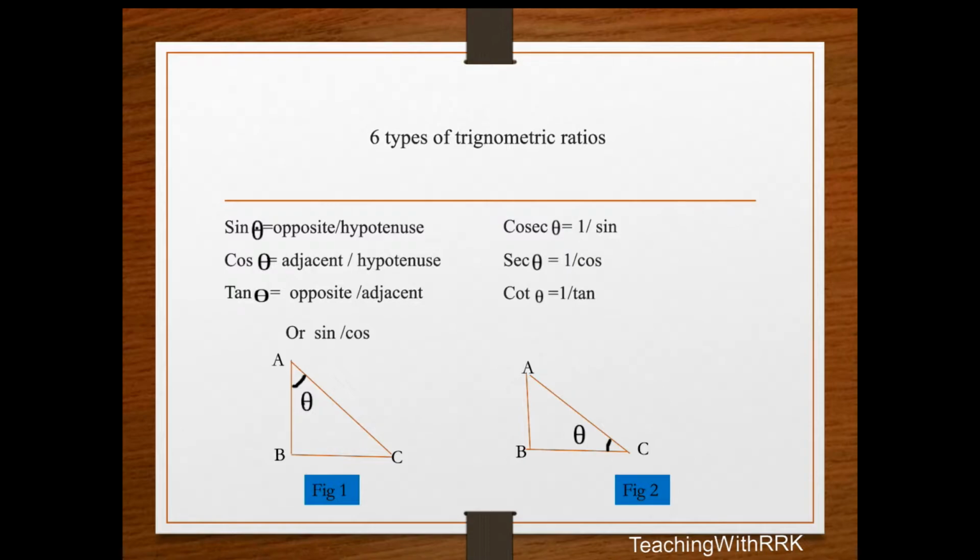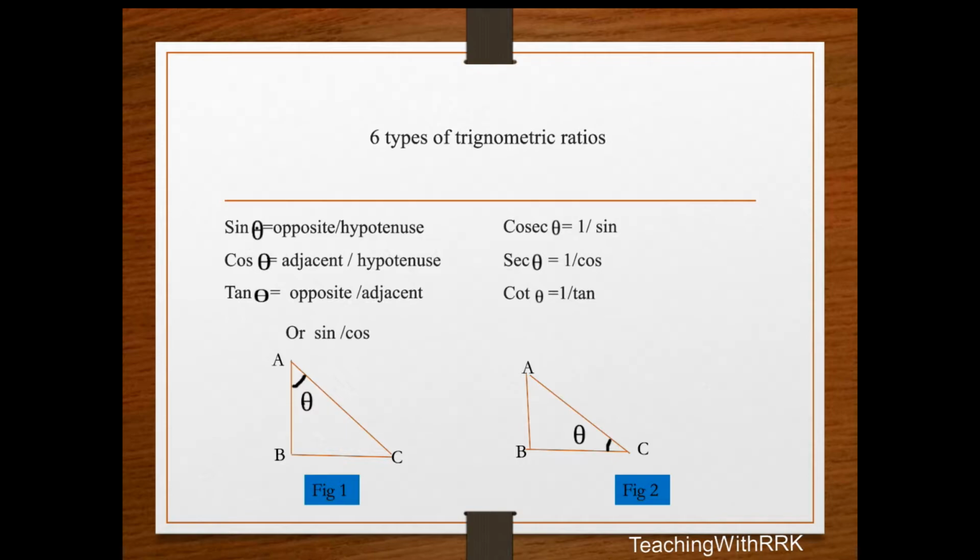Then what are the trigonometric ratios? From this figure we can find out. Sin theta. Sin theta means opposite side by hypotenuse. So in the first figure you see here, A and C are the acute angles. Angle B is the right angle, 90 degrees. So we are finding out trigonometric ratios for the acute angles only. Here the acute angles are A and C.